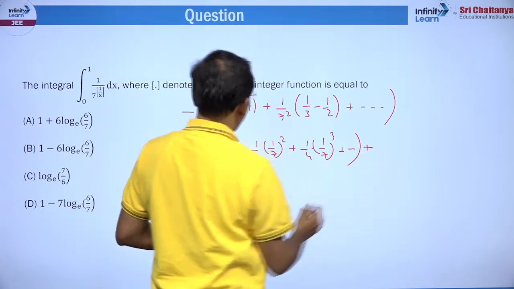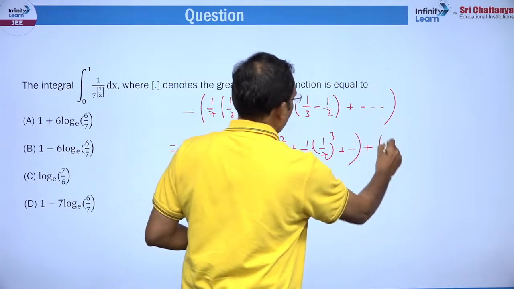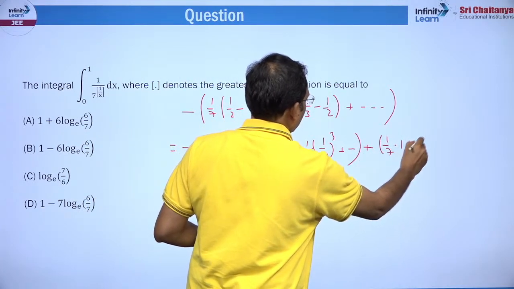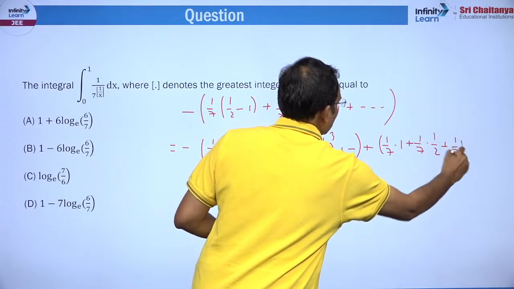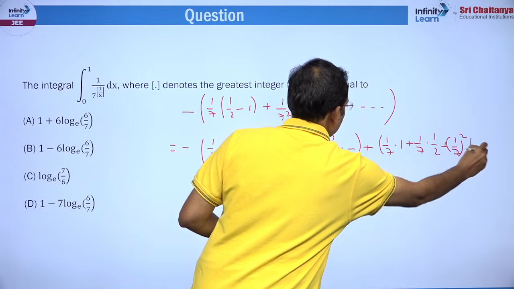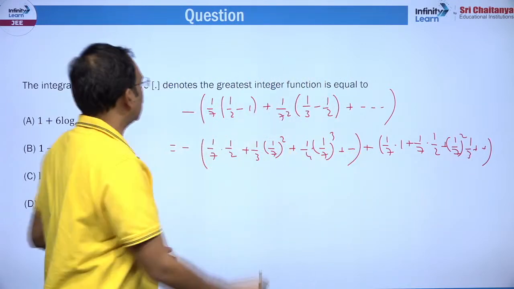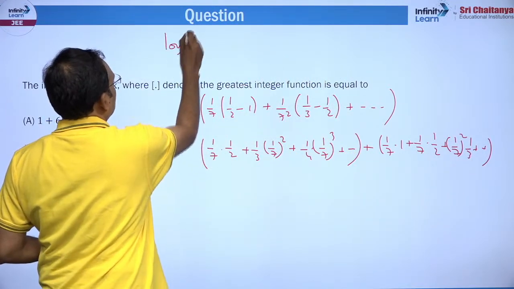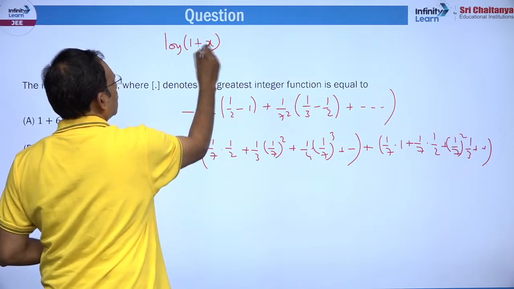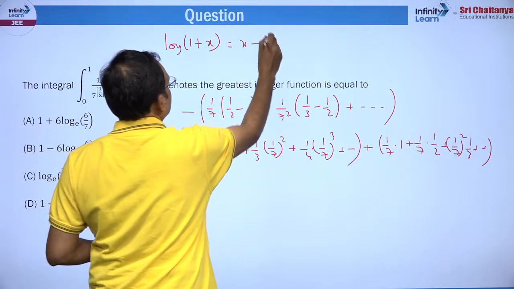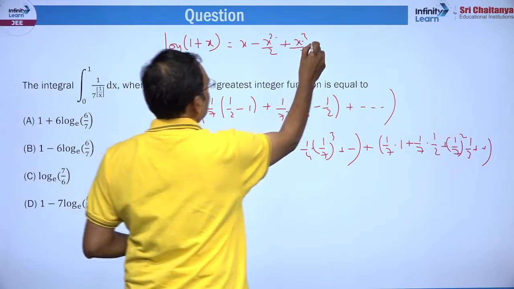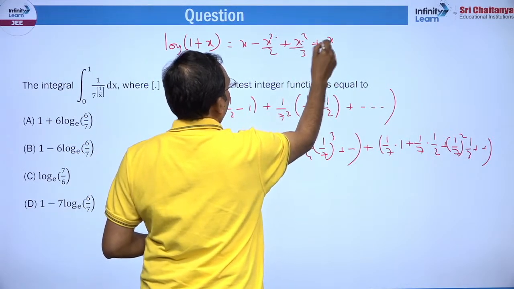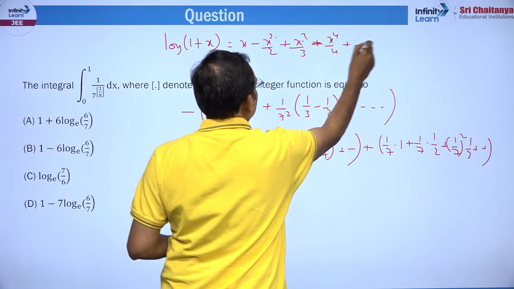Minus of minus plus, you can write 1 by 7 into 1 plus 1 by 7 into 1 by 2 plus 1 by 7 square into 1 by 3 and so on. Here you will get this expression, friends: log of 1 plus x is x minus x square by 2 plus x cube by 3 minus plus minus x power 4 by 4, this expansion.